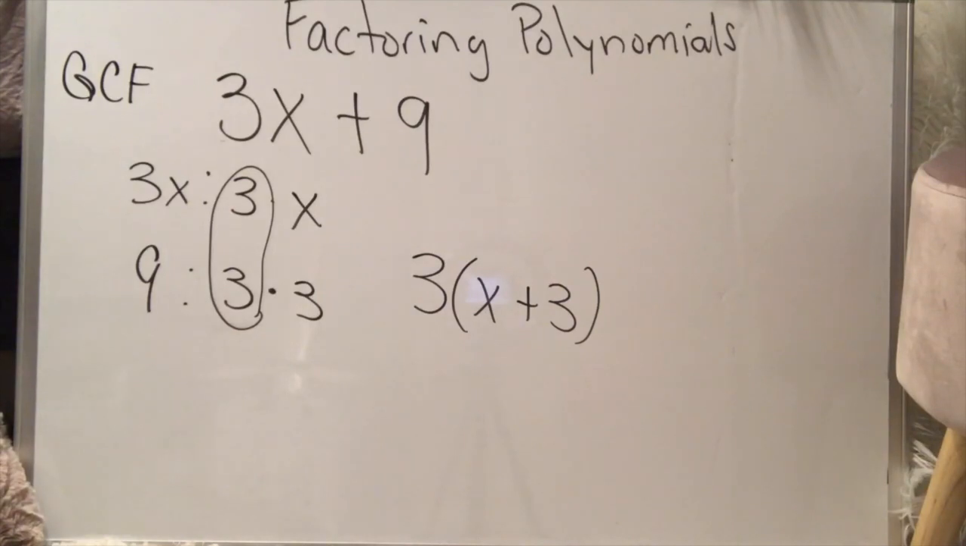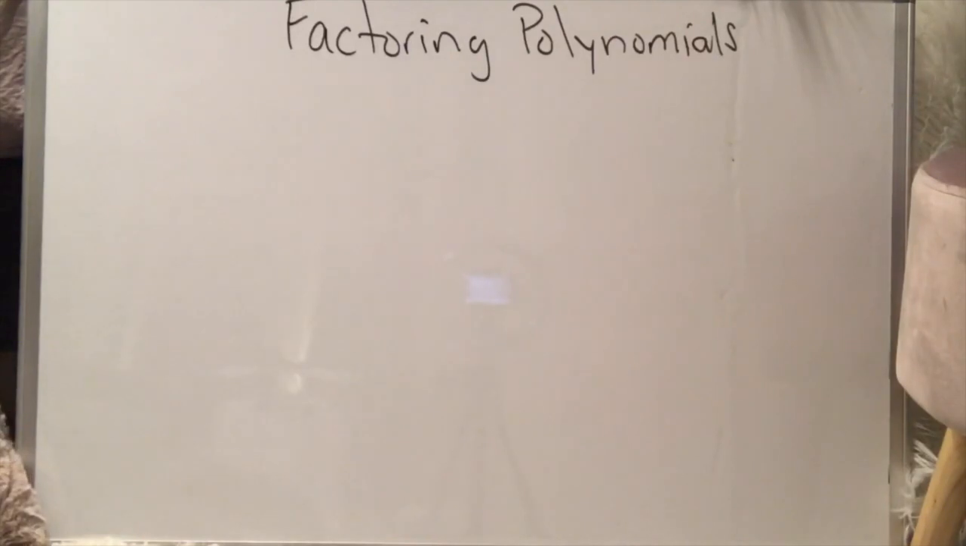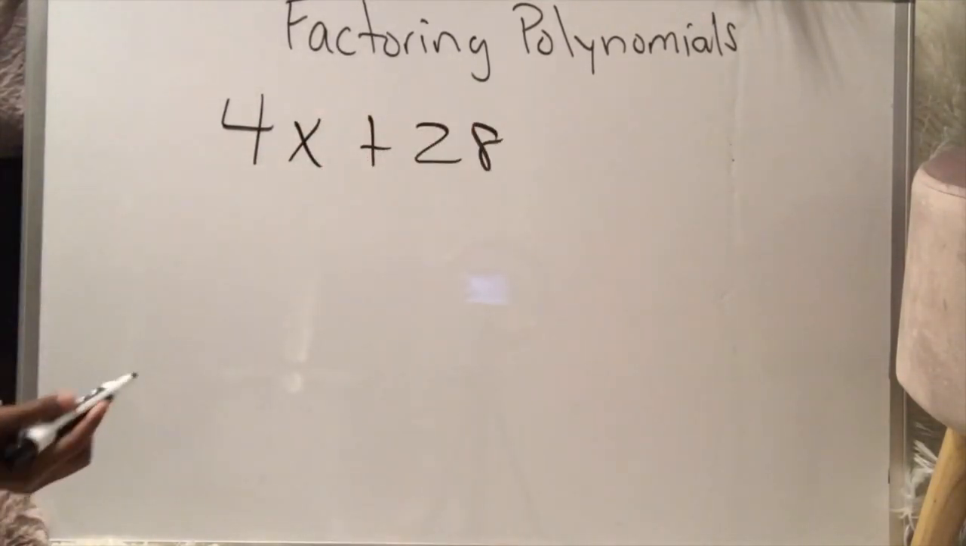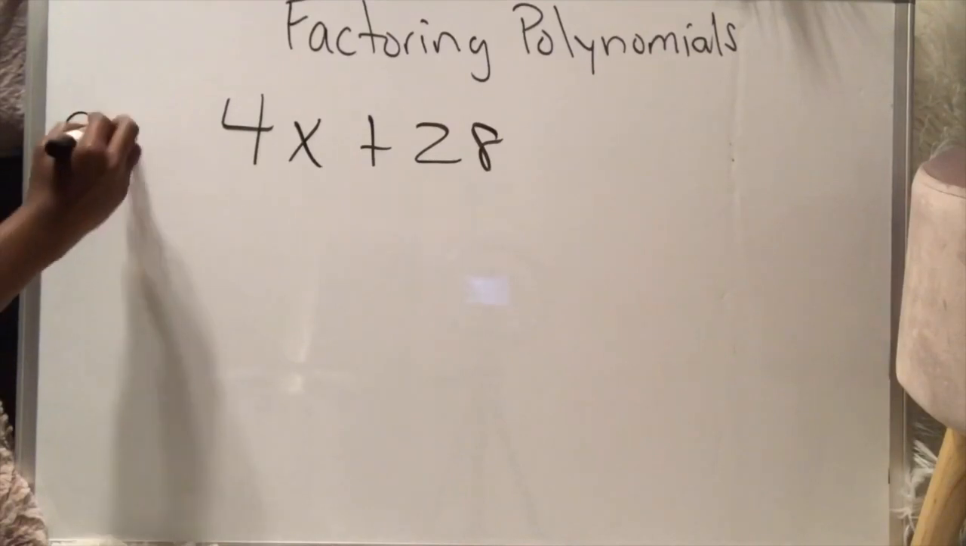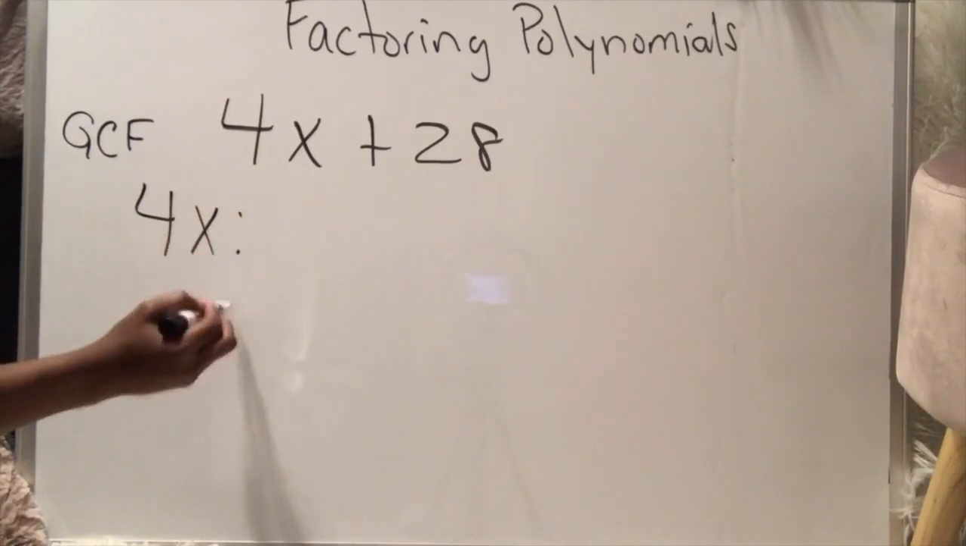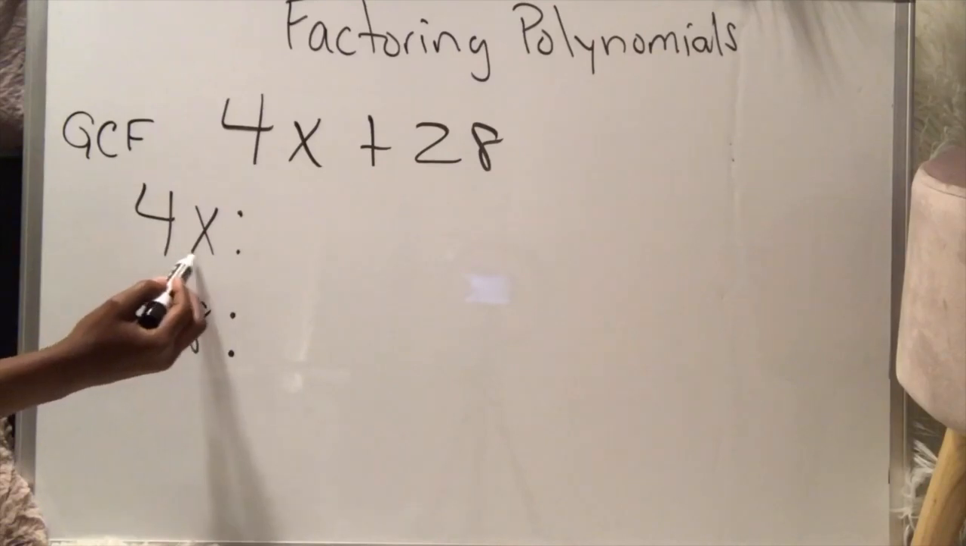So now I want you to make sure you take out a piece of paper, and do the next one with me. So let's try 4x plus 28. The first thing we need to do is find our GCF. So I'm going to write out the two terms, and I'm going to make sure I put this into prime factorization.